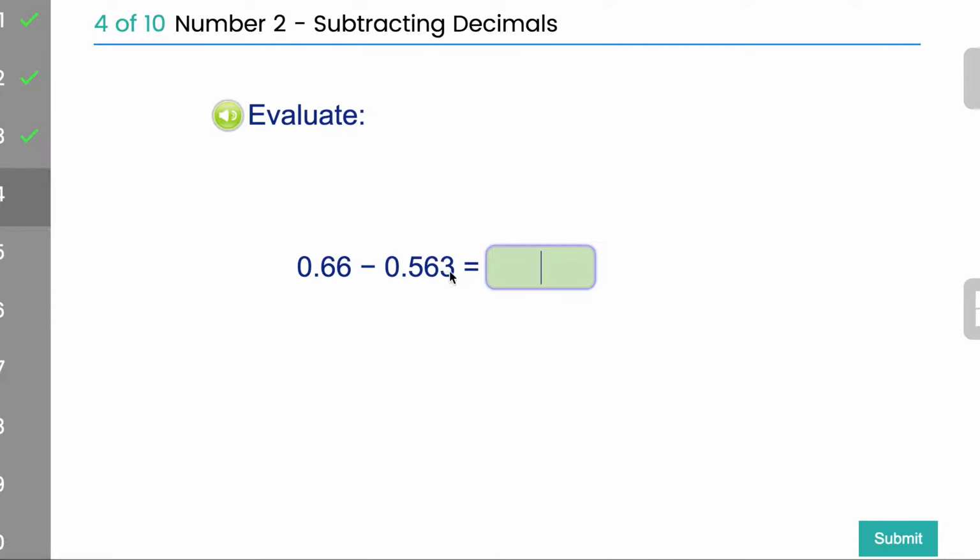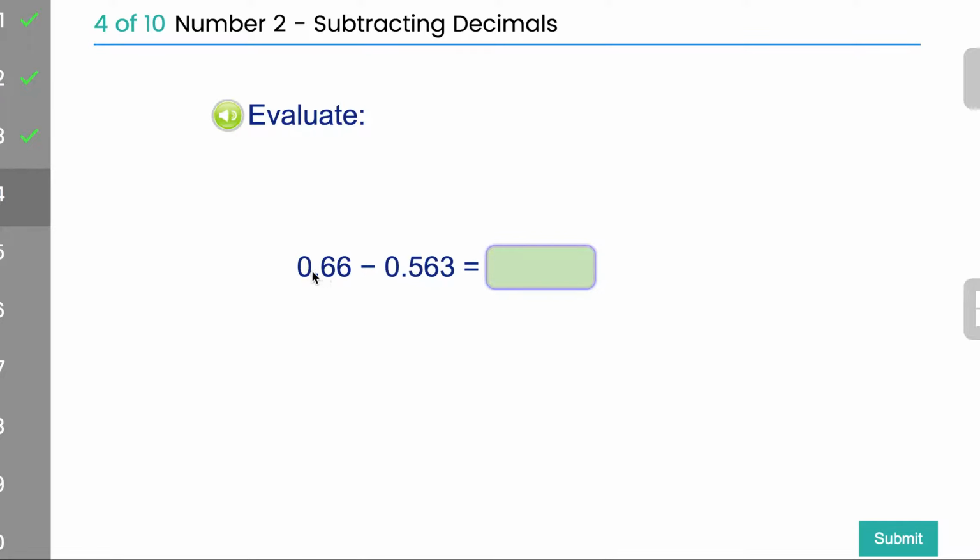And then you might get some that have got different numbers of decimal places. This one goes to thousandths. This one only goes to hundredths. So you've got to make sure if you're going to line them up for column subtraction, you line up the tenths over tenths, hundredths over hundredths, thousandths over thousandths. Or you can work your way through it.